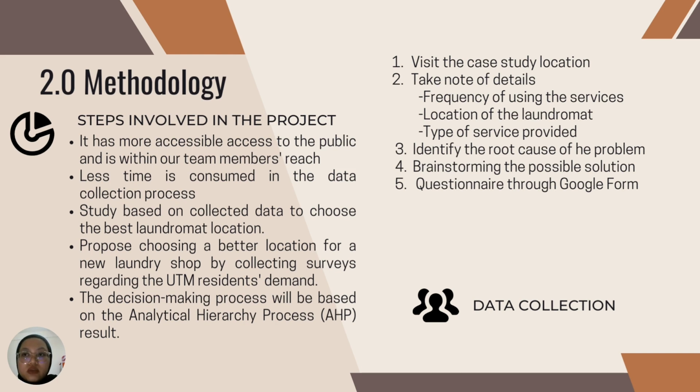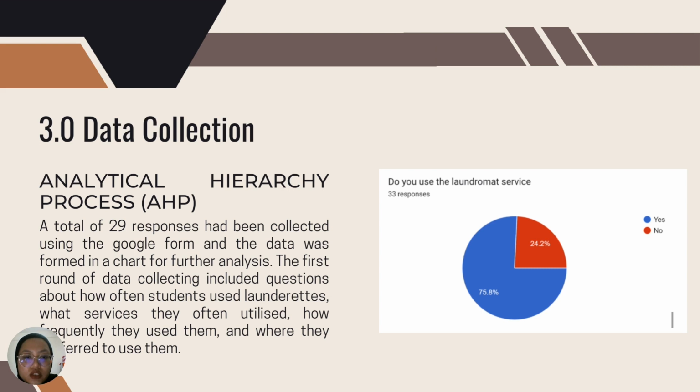So usually we will do the data collection by doing the survey or questionnaire through Google Form. So this is our data collection for the analytical hierarchy process. A total of 29 responses have been collected using Google Form and the data was formed in a chart for further analysis. The first round of data collecting included questions about how often they use the laundrettes, what service they often utilize, how frequently they use them, and where they prefer to use the service.